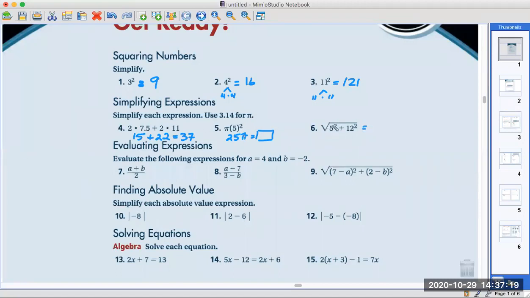This one, we're going to square the number first, and then add them, and then take the square root. So 5 squared is 5 times 5, plus 12 squared is 12 times 12. We add them together, it's 169. Square root of 169 is 13, because 13 times 13 is 169.